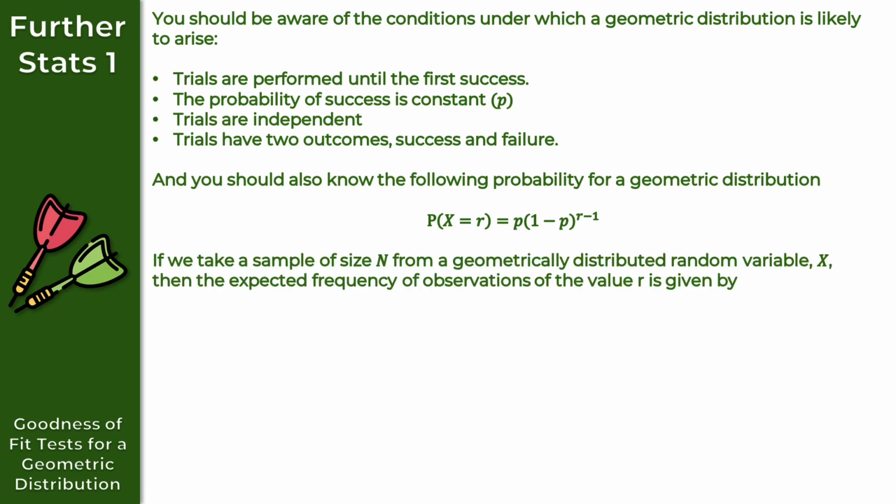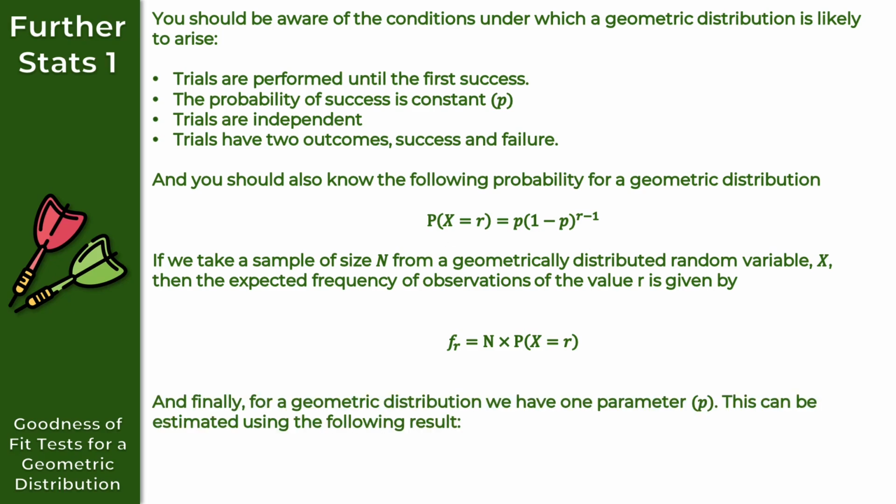And let's say we take a sample of size n from a geometrically distributed random variable, let's call that X here. Then the expected frequency of observations of the value r is given by the following result here. So as you can see then, this is equal to n times our probability mass function here. So n times the probability that our random variable X here is equal to some value r, which is equal to P times 1 minus P to the power of r minus 1. And again, this result should hopefully be very much familiar to you. This is just what we have for the geometric distribution here. Okay, the PMF for a geometric distribution, I should say.